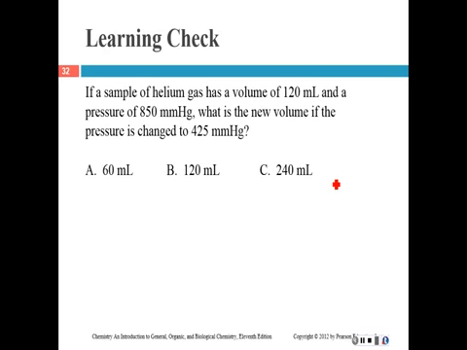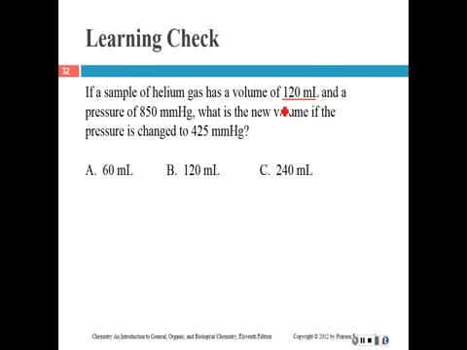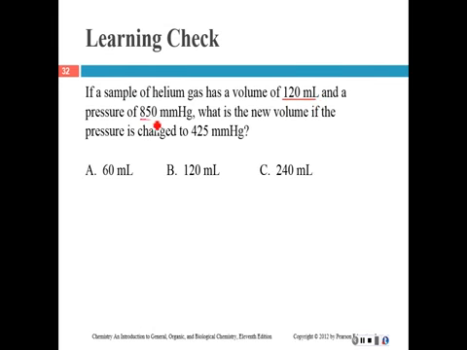Now here's another problem for you to try. If a sample of helium gas has a volume of 120 milliliters and a pressure of 850 millimeters of mercury, what's the new volume if the pressure is changed to 425? So we have 120 milliliters, that's my V1. 850 millimeters of mercury is my P1. They want the new volume, that's V2, the unknown, and this is P2.